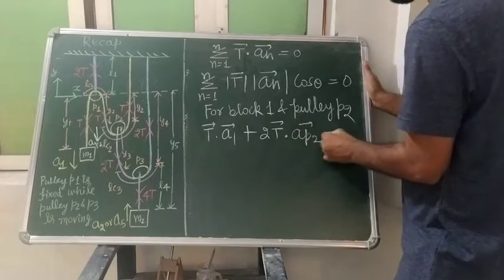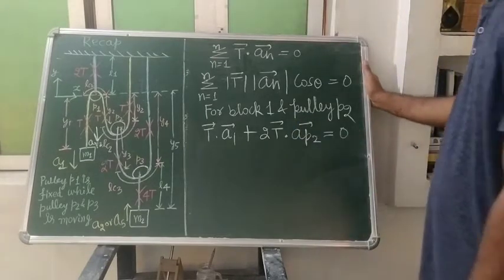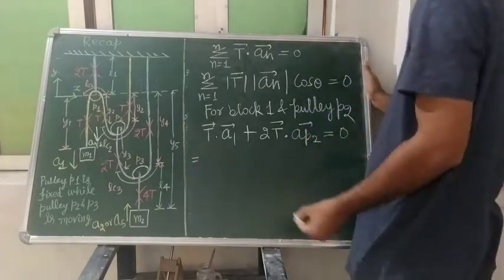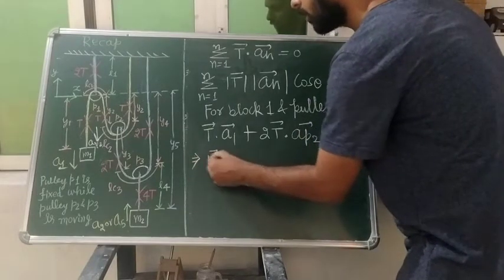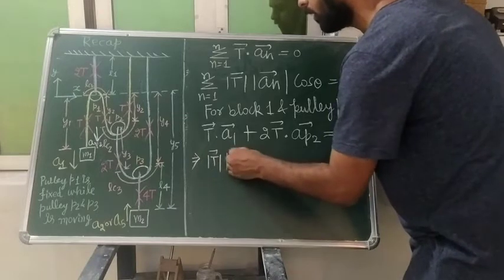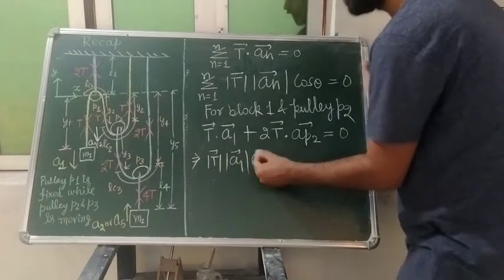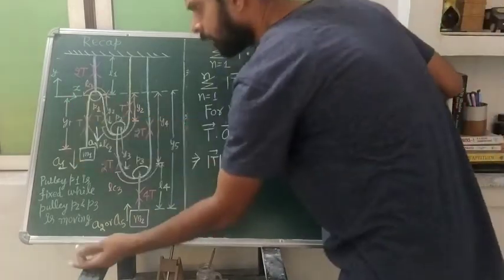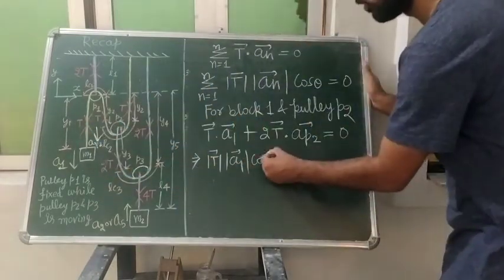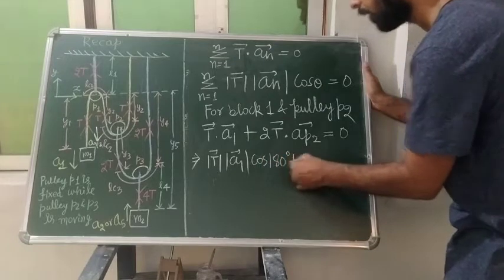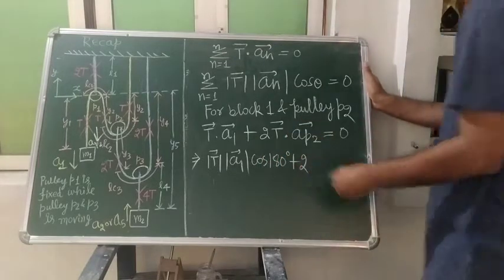That should be equal to what? 0. This will give us what? The magnitude of this T vector and the magnitude of the A1 vector times cos theta. What will theta be for this? A1 is downside, T is upside. What will the angle between them be? 180 degrees. So cos 180 degrees, plus this 2 we will take outside.